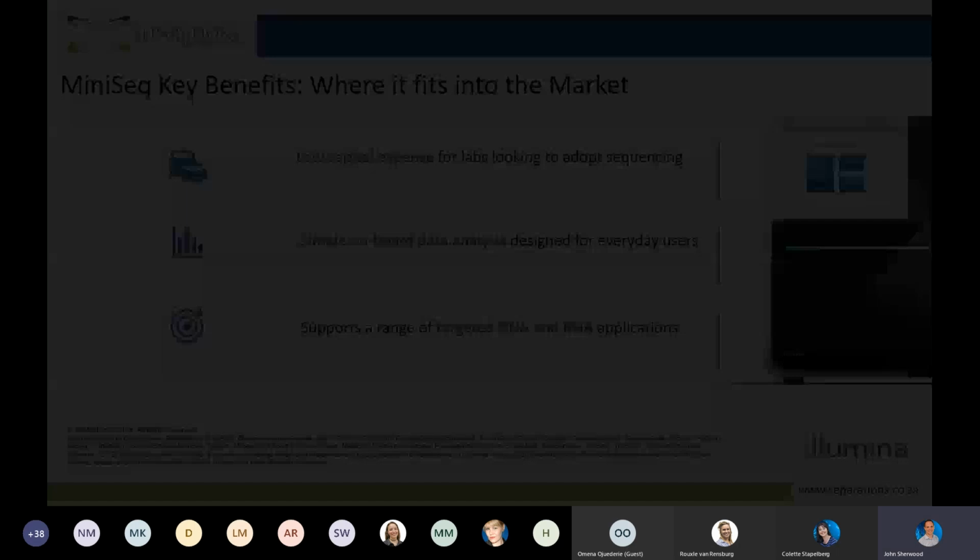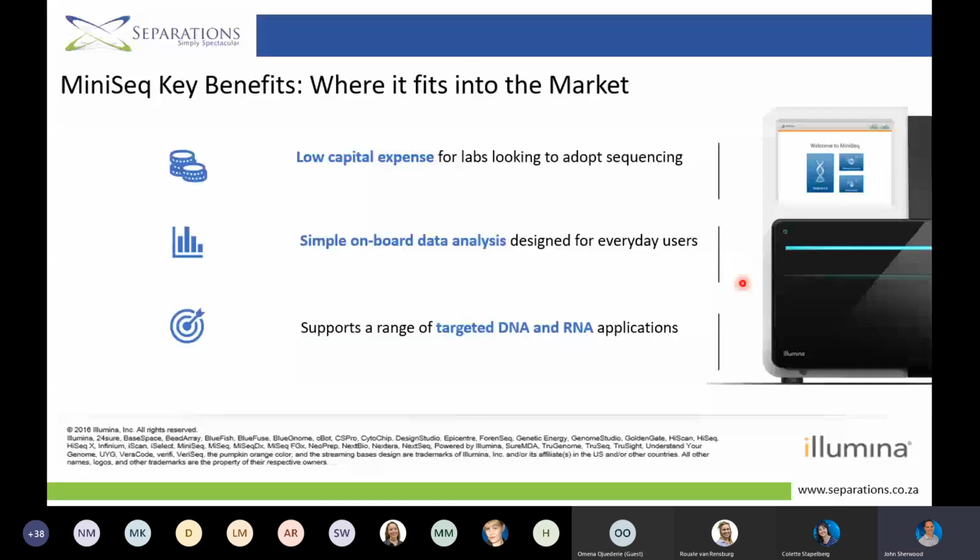So where does it actually fit into the market? Well, it fits into any labs that want to adopt sequencing and that need a relatively low capital expense in order to be able to get a sequencer. So it basically just gets you out of those traditional techniques such as qPCR and more into the scope and space of next-gen sequencing. As I said, everyday users can use the system because there's simple onboard data analyses and the workflows are very, very simple and streamlined as well.